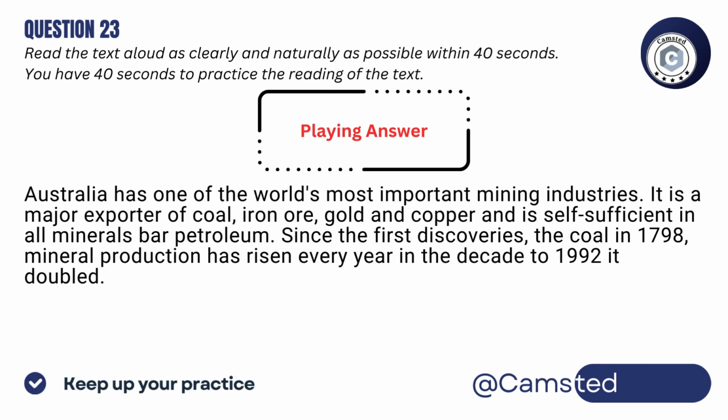Australia has one of the world's most important mining industries. It is a major exporter of coal, iron ore, gold and copper, and is self-sufficient in all minerals bar petroleum. Since the first discoveries, the coal in 1798, mineral production has risen every year; in the decade to 1992 it doubled.